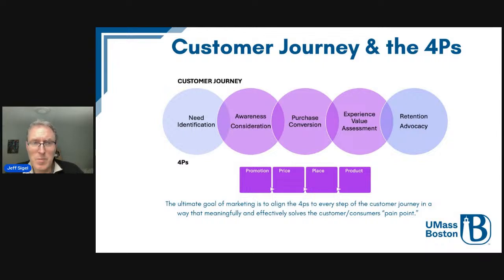In the way that I was expecting it to solve it. So that's the experience value assessment. Is this product, this offering, this service actually providing the value that I was trying to get?